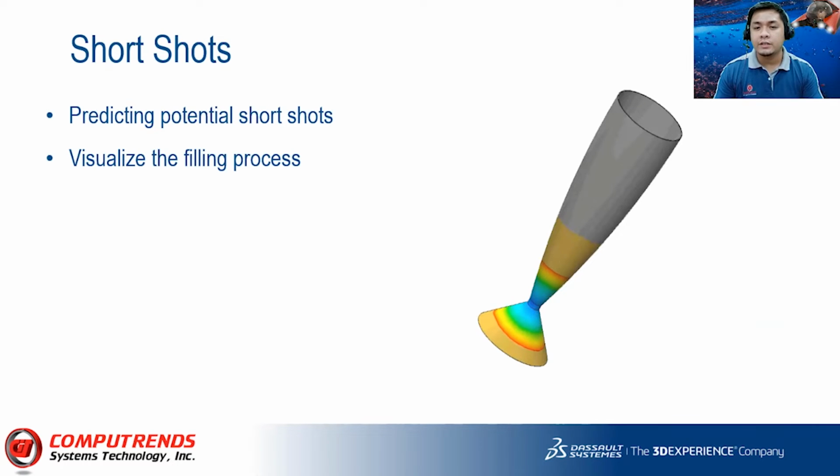First is short shots. You can visualize how far the flow front will reach your form under these circumstances. Short shots may occur when the temperature at the melt front falls below the glass transition temperature of the plastic material. A flow analysis setting temperature criteria for short shots improves the flow simulation accuracy of predicting potential short shots.